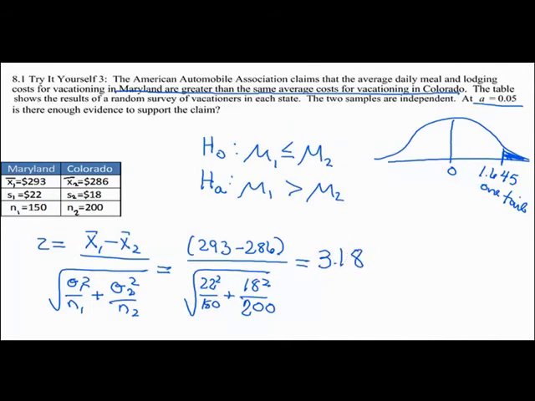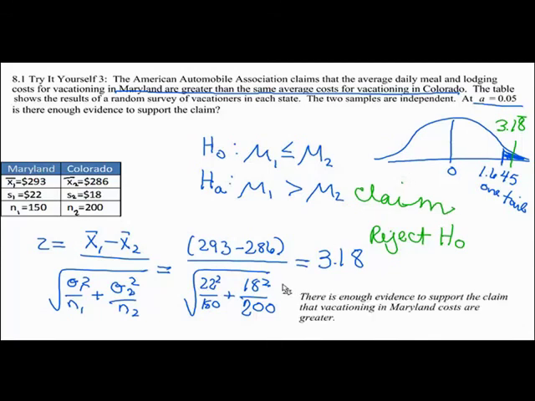So let's find that on our curve here. 3.18 is way in the critical region. Therefore, we reject the null hypothesis. And in this case, our claim was the alternate hypothesis. So we are going to accept that alternate hypothesis. There is enough evidence to support the claim that the vacationing in Maryland costs are greater.